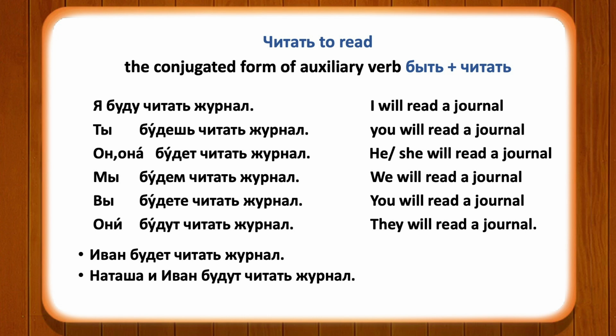Let us repeat once again the compound future tense form of the verb читать. Я буду читать журнал. Ты будешь читать. Он будет читать. Она будет читать. Мы будем читать. Вы будете читать. Они будут читать. Let us now make the compound future tense form of the verb делать.